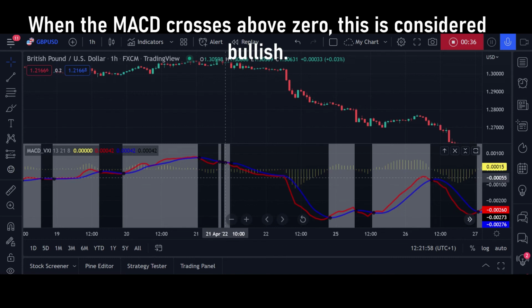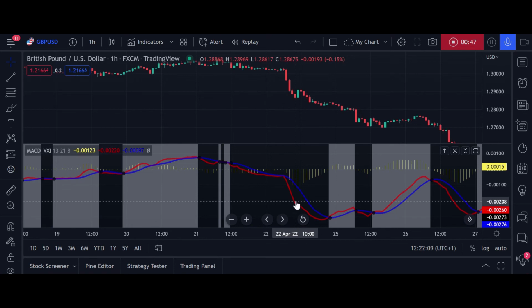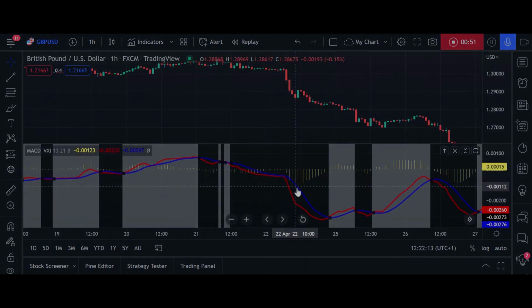When the MACD crosses above 0, this is considered bullish. When the MACD crosses below 0, this is considered bearish. As the downtrend begins and the fast line diverges away from the slow line, the histogram gets bigger, which is a good indication of a strong trend.